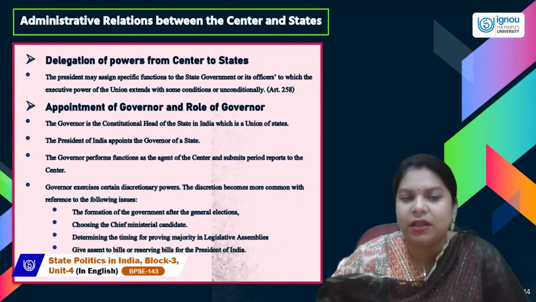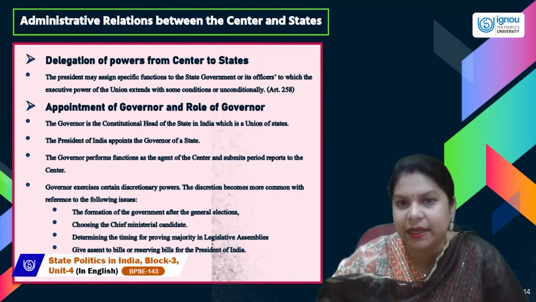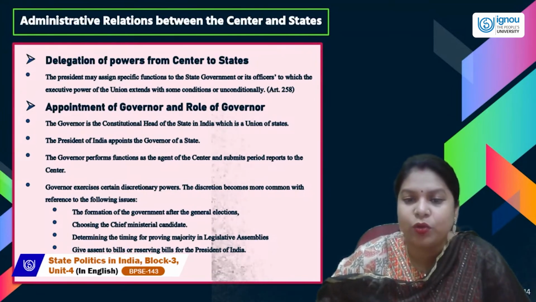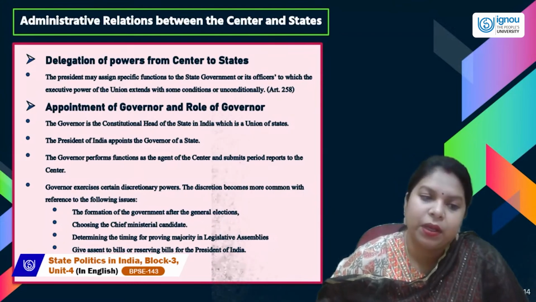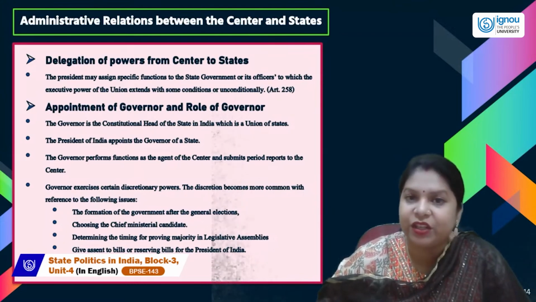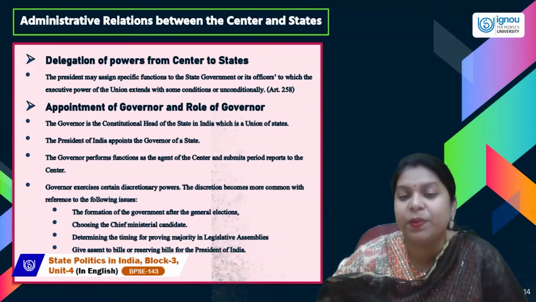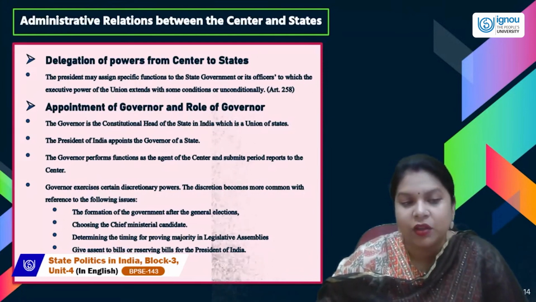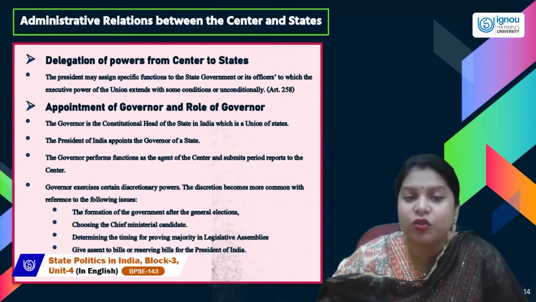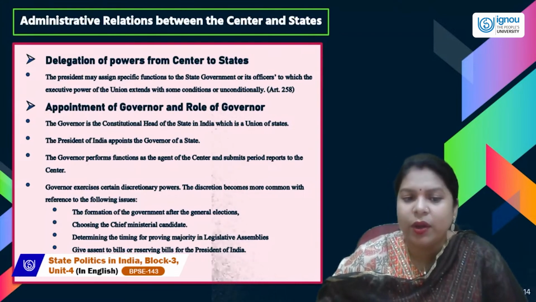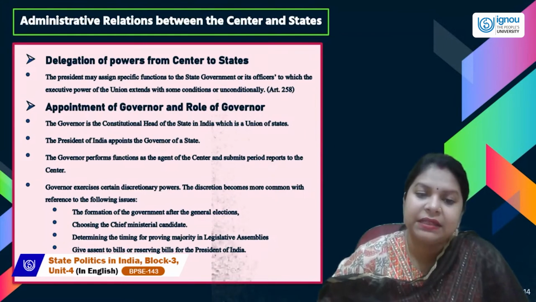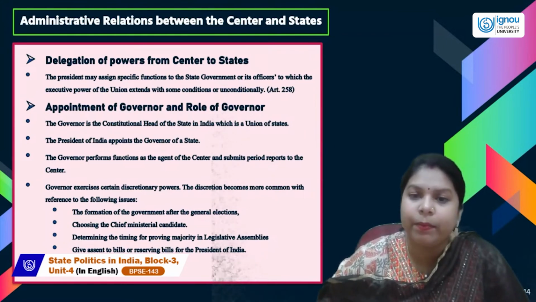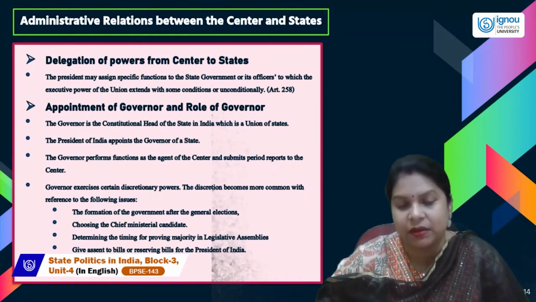The governor is the constitutional head of the state in India, which is a Union of States. The president appoints the governor of a state, and the governor performs functions as the agent of the center and submits periodic reports to the center. So he has a role to play, performing the function as the agent of the center and submitting periodic reports to the center.